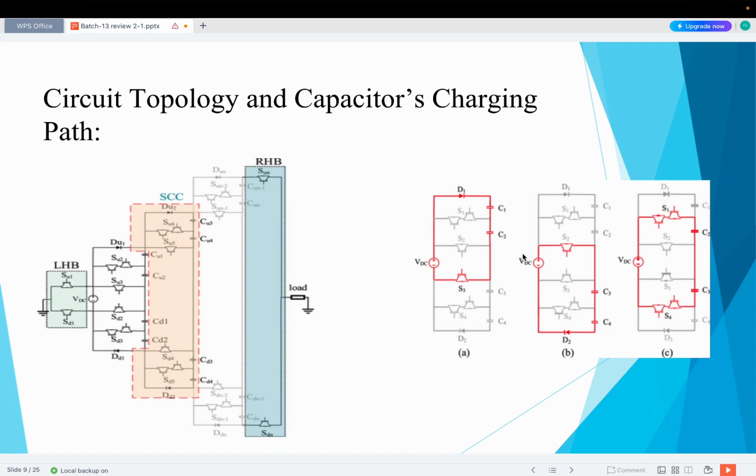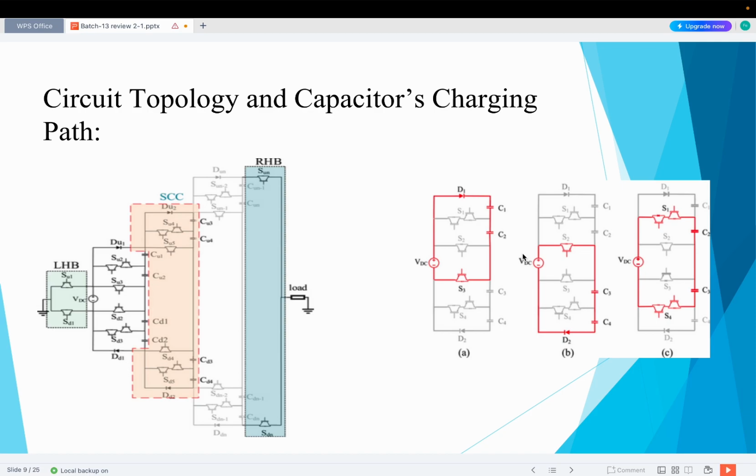Circuit topology and capacitor charging path. It consists of two half-bridge inverters. It is capable of charging the capacitors located in the switched capacitor cells to more than the input voltage amplitude. The voltage produced by the switched capacitor cells is transferred to the load terminals through the lateral half-bridge. Each switched capacitor cell includes 4 capacitors, 6 power switches and 2 power diodes.